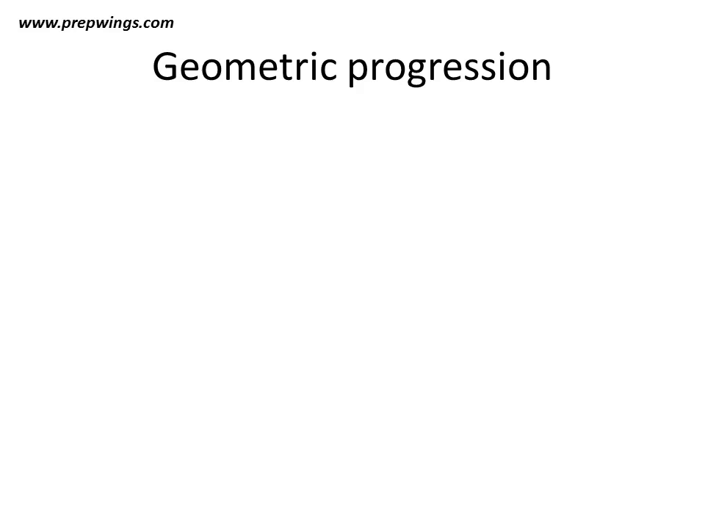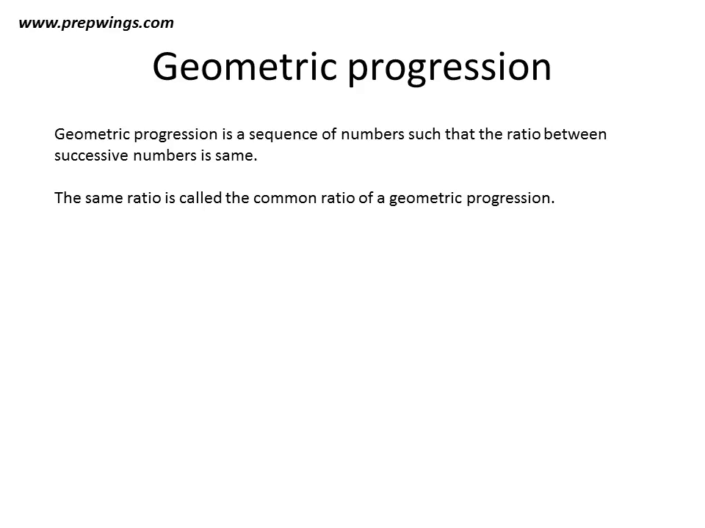Okay, so in this video we'll talk about geometric progression. Geometric progression is a sequence of numbers such that the ratio between two successive numbers is same. The same ratio is called as the common ratio in a geometric progression.